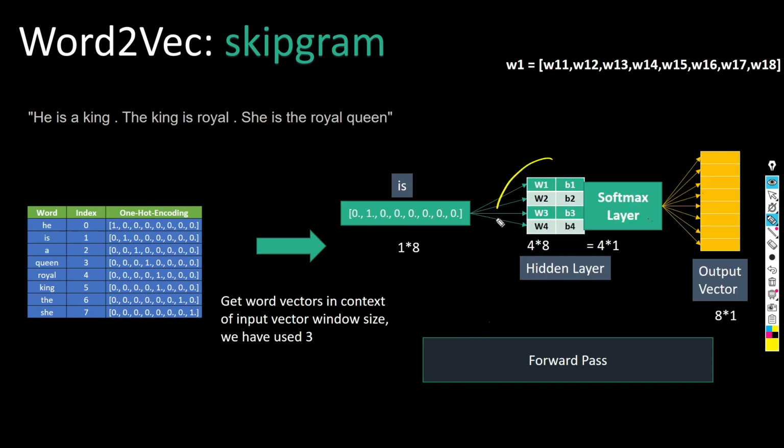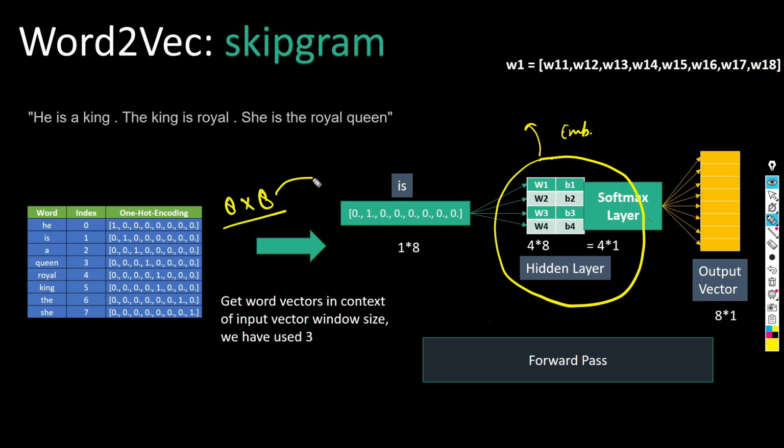Now you have calculated this hidden layer's weights and biases. Based on these hidden weights and biases, how will you calculate the embeddings? Earlier, if you have 8 words, your total vector space was an 8 cross 8 matrix. Let's see what is going to happen once you multiply this with your hidden layer weights. Your hidden layer weights are 4 cross 8. If you take the transpose, it will be 8 cross 4, and once you multiply this with 8 cross 8, you will get an 8 cross 4 matrix.